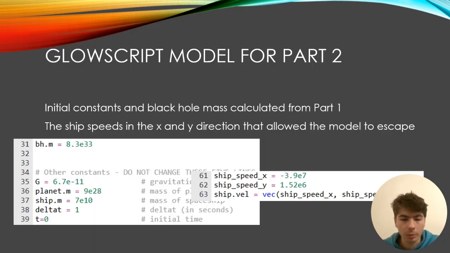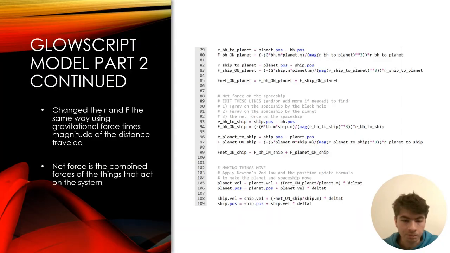Here's the GlowScript model for part 2. Our initial constants and black hole mass are calculated from part 1, so we just put that into vh.m as 8.3 e to the 33. And the ship speeds in the x and y direction are actually what we need to find, and I found those by just testing out with the completed set of code.